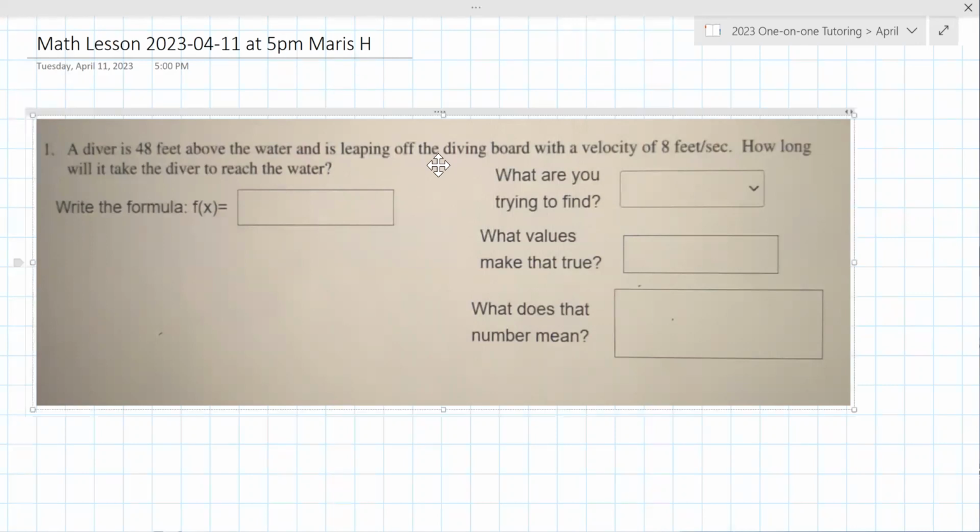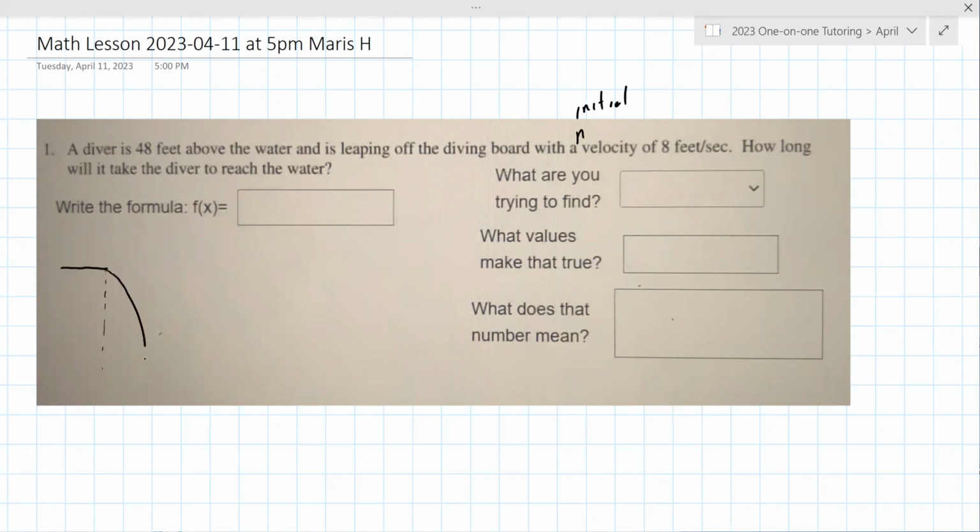All right, so here's the scenario. A diver is 48 feet above the water and is leaping off a diving board with an initial velocity, which is important, of 8 feet per second. How long will it take the diver to reach the water? You ever been on a diving board? They jump, and I guess we don't know whether they jump up or down, but they hit the water below and they dive in.